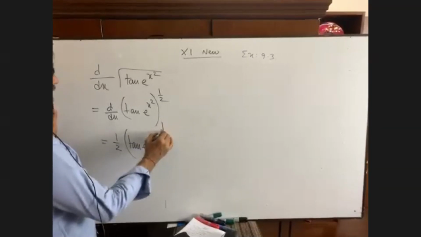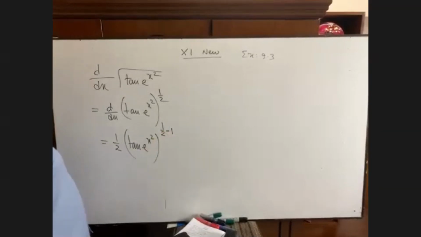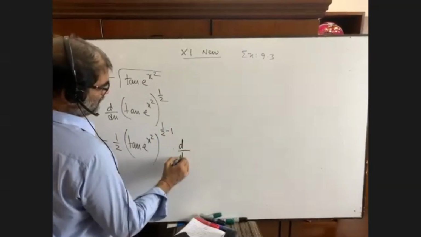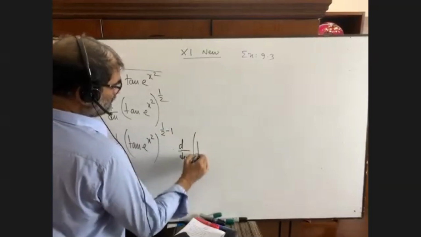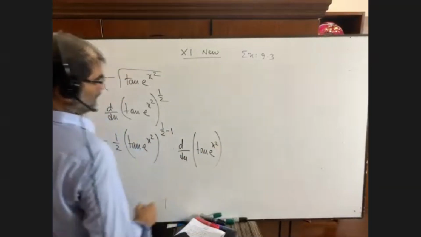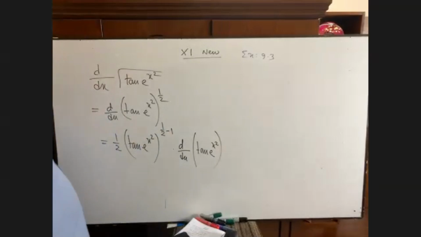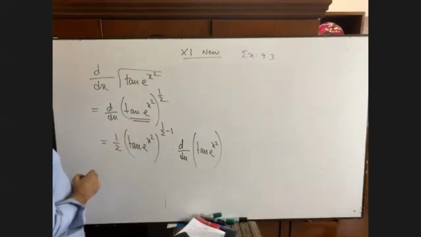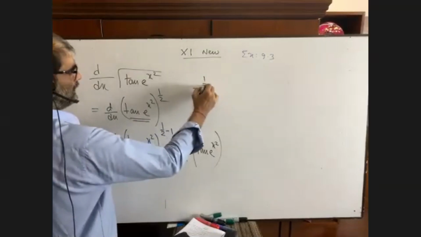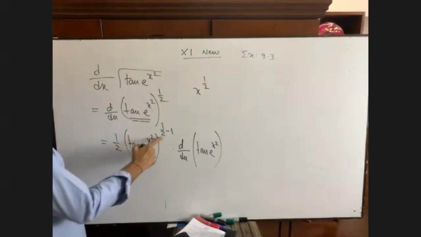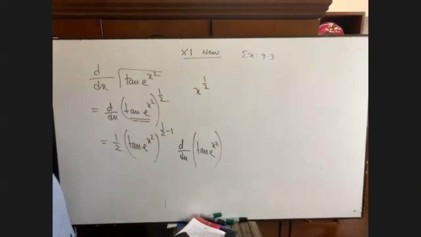Power is half minus 1. D by dx tan e to the power. You have to find out what is x. Here x is wholly and fully, this is x. X to the power half. It is x to the power half. So half x, half minus 1.